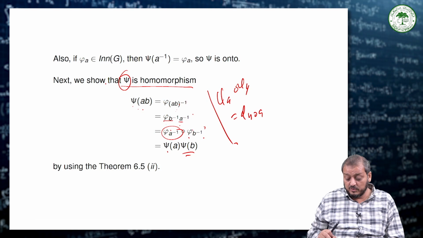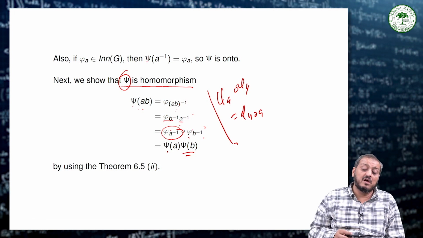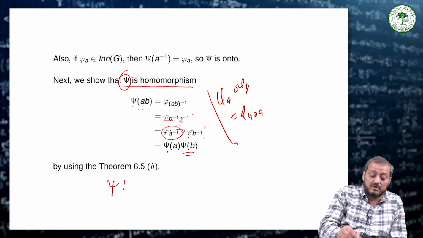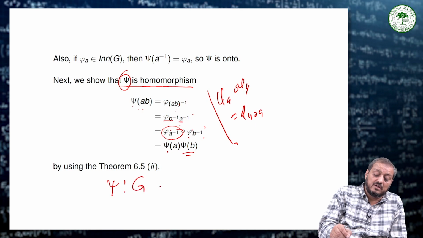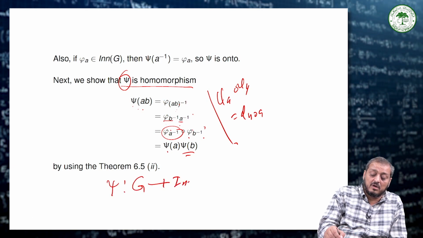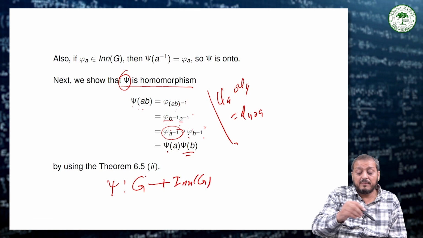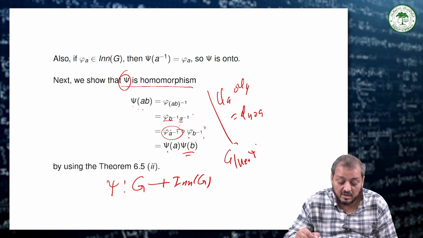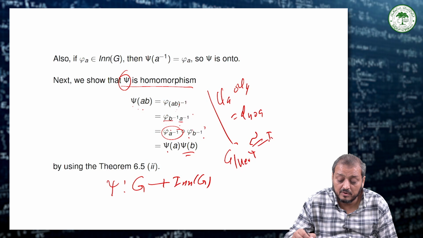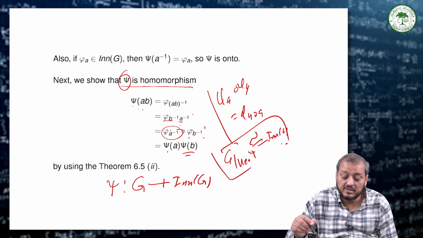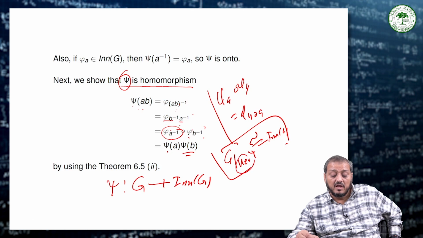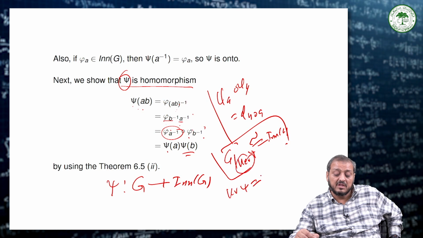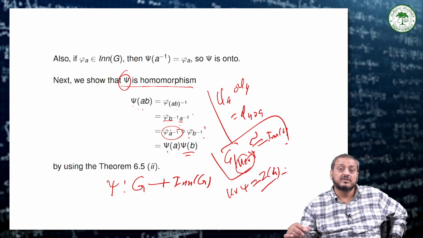Now we have to show that these two are onto and also homomorphism, and this map we have to define, psi, from G to the inner automorphism of G. Now the first isomorphism theorem says that G upon kernel of this psi is isomorphic to the inner automorphism of G. To complete the proof, we have to show that the kernel of this psi is equal to the center of the group G.